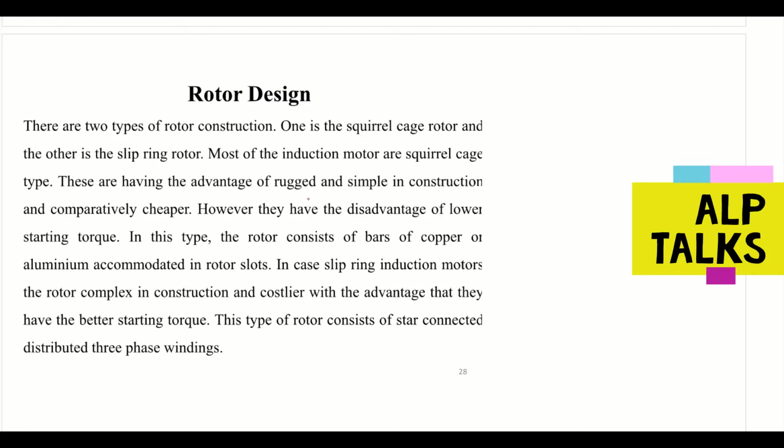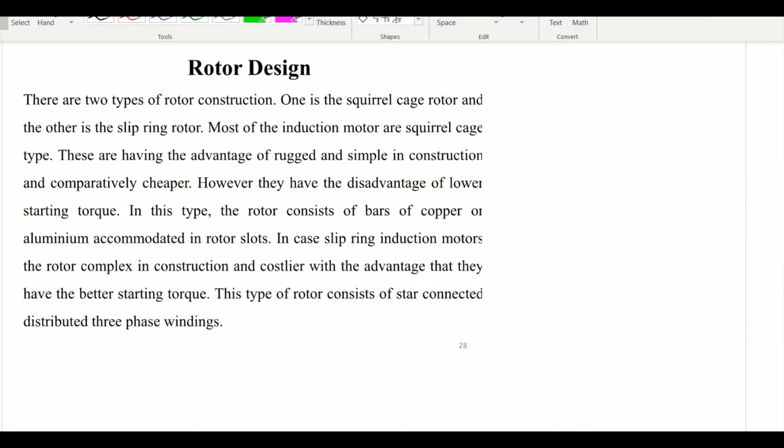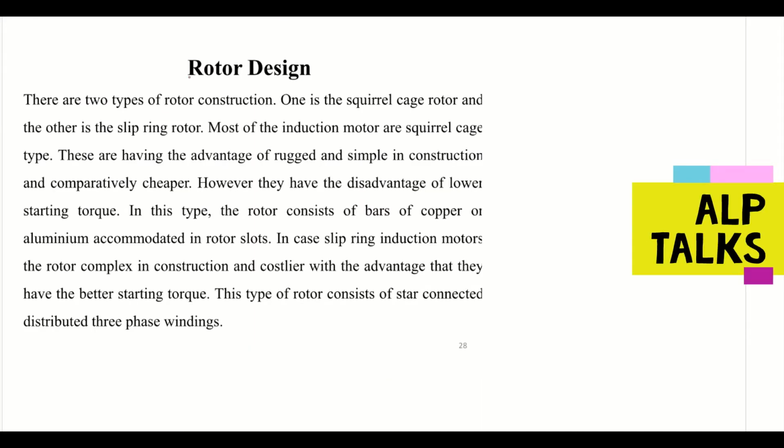Now we are going for rotor design. There are two types of rotor construction: one is the squirrel cage rotor, the other type is the slip ring rotor. Most induction motors are squirrel cage type. These have the advantages of being rigid, simple in construction and comparatively cheaper. However, they have the disadvantage of low starting torque.